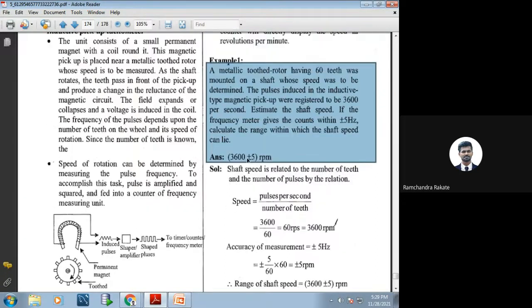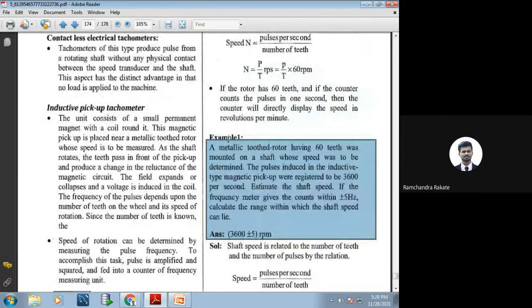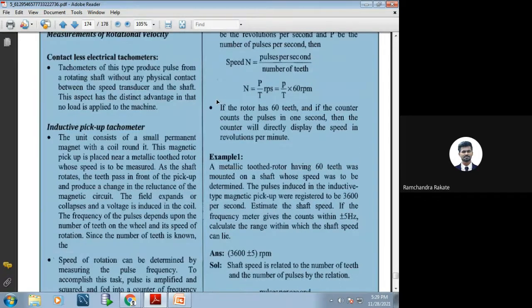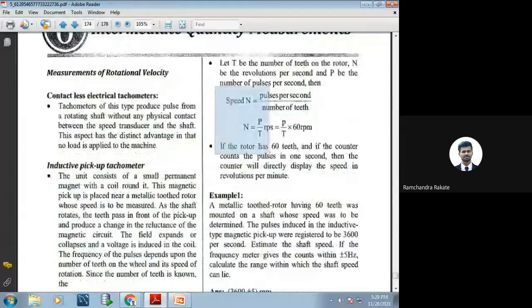So in this session we have looked at different measurement methods, bridges and transducers, types of transducers, mechanical, electrical, all these things that we have looked at so far. Correct? Now we look at one more example. You can note down this formula they have written here. Speed n is equal to pulses per second over number of teeth. So n is equal to p by t rps, or p by t into 60 rpm. Correct? Yes.